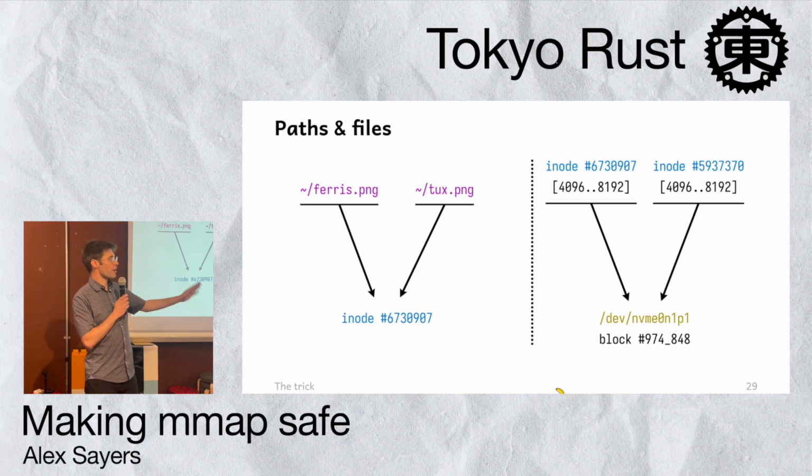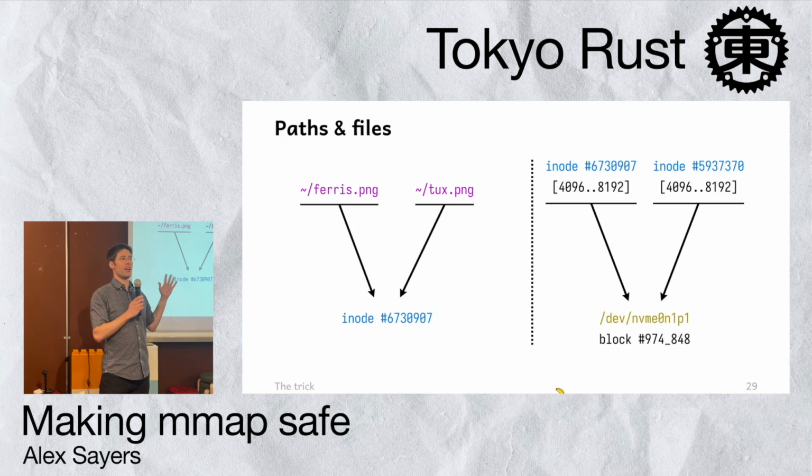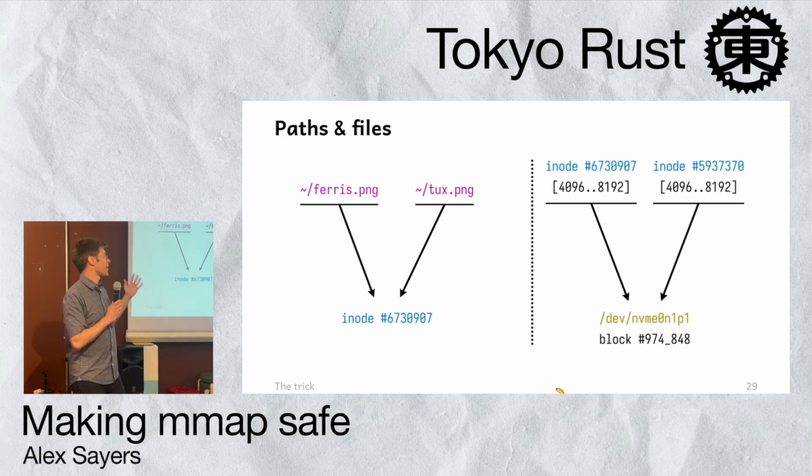Ref links are copy on write. So if two files happen to have identical contents, then the file system can just point them at the same blocks on disk. But then if you write to one of the files, it breaks the sharing at that point. So only one of the files changes.